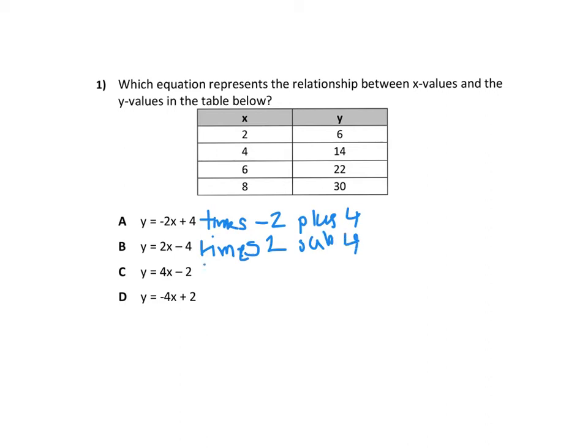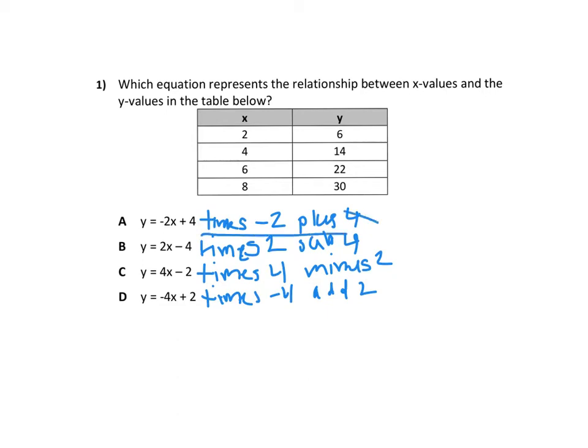The next one I see is 4x minus 2. So in this case that stands for times 4 minus 2. And then the last one I see is negative 4x plus 2, which means I'm going to take a number and I'm going to multiply it by negative 4. And then add 2. Right, so we're going to substitute in one of these x values here into my equation. So that's what the steps are. So let's go actually substitute in now for your equation.